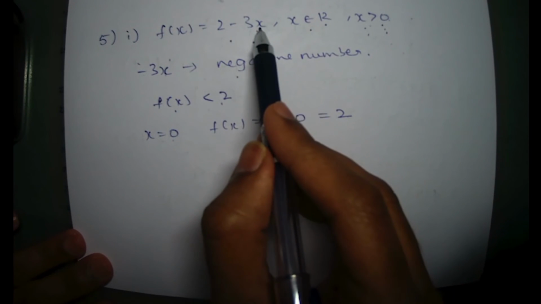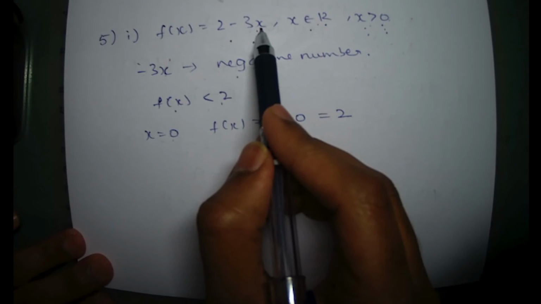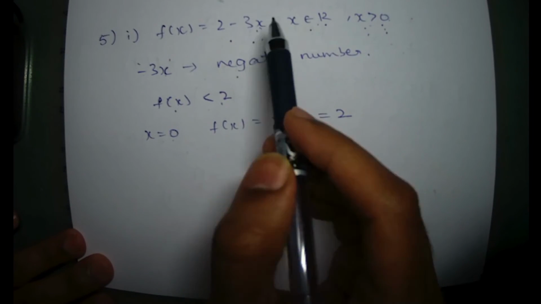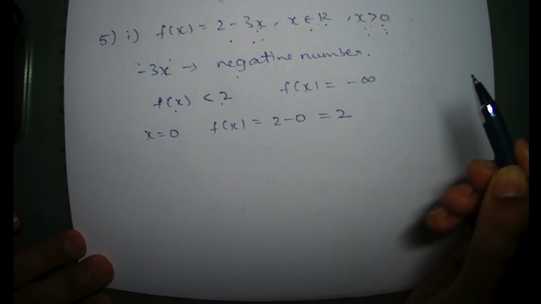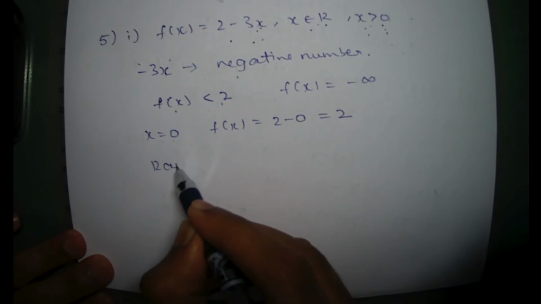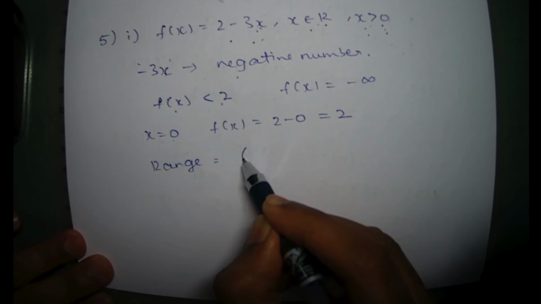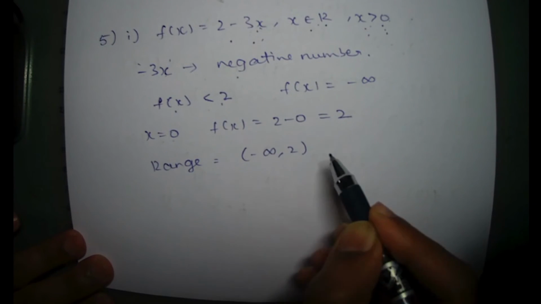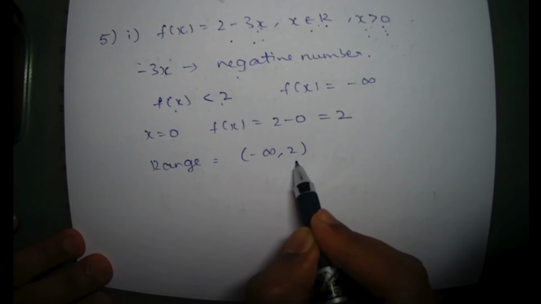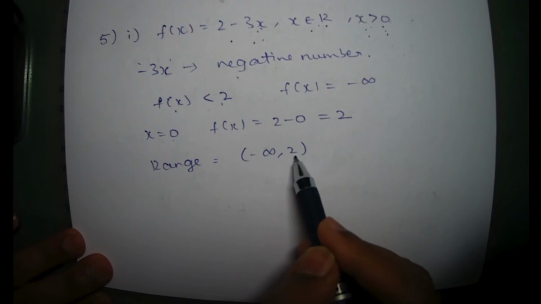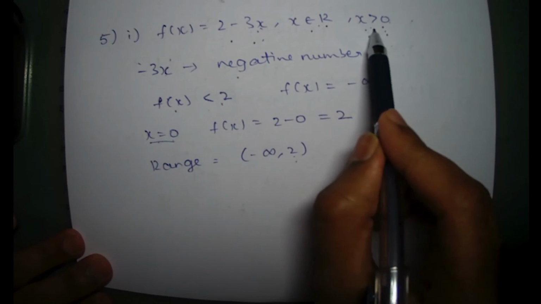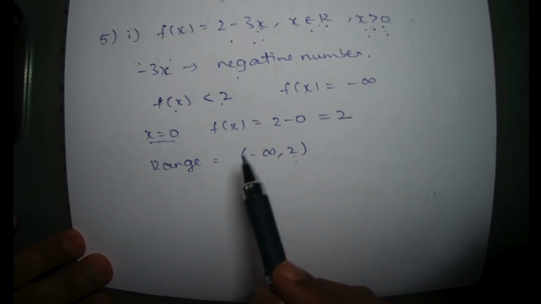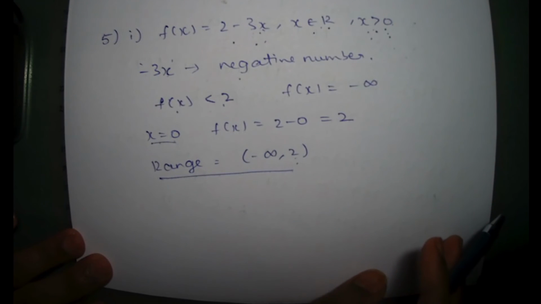And since x can be all real numbers, x can take any value. So the smallest value f of x can take is f of x is equal to minus infinity. So the range of this function will be minus infinity till 2. You see here that 2 is not included in the range, because if we include 2 in the range, we have to take x is equal to 0. We cannot take x is equal to 0 because it is defined that x is greater than 0. So this is the range of the function.